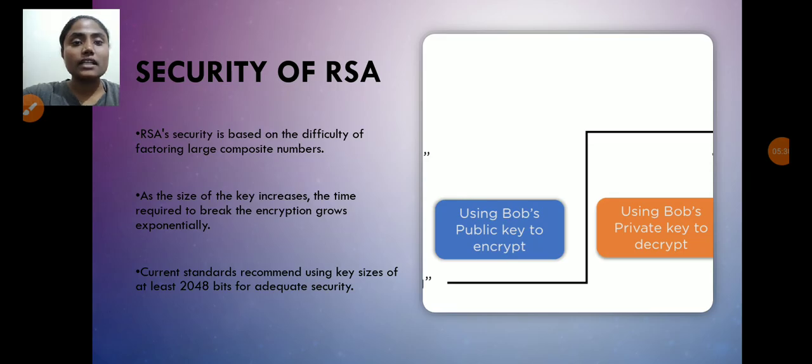Security of RSA. RSA security is based on the difficulty of factoring large composite numbers. As the size of the key increases, the time required to break the encryption grows exponentially. Current standards recommend using key sizes of at least 2048 bits for adequate security.